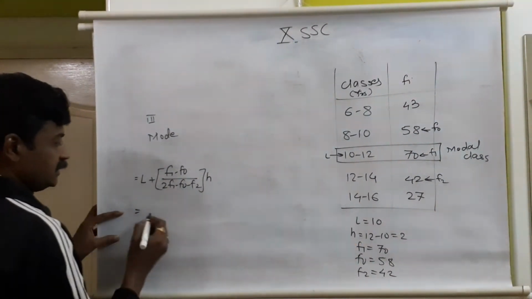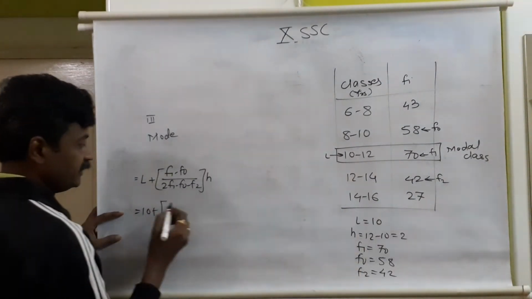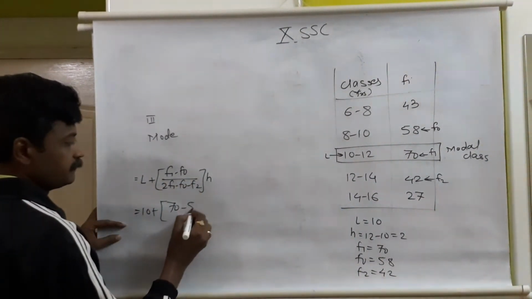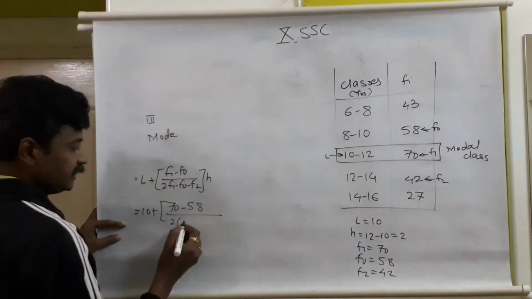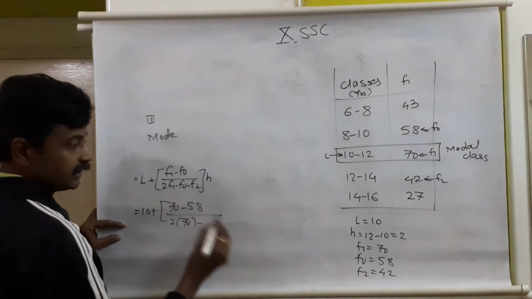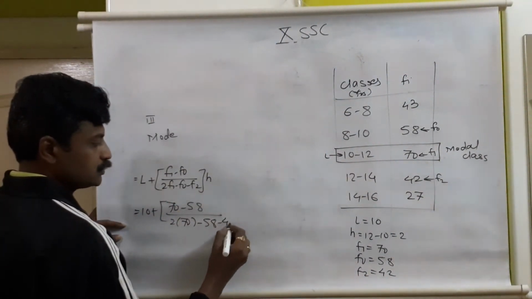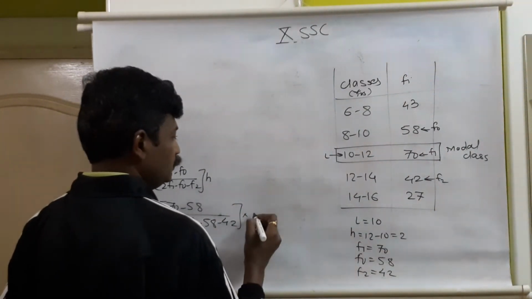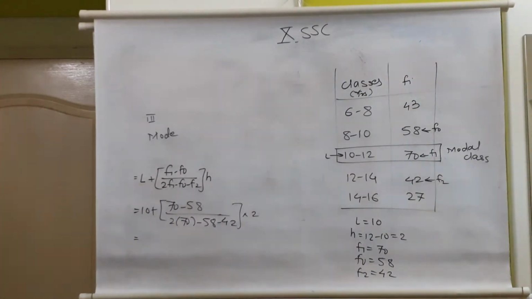L is 10 plus, in brackets, f1 which is 70 minus f0 which is 58, upon 2 into f1, f1 is again 70, minus f0 which is 58, minus f2 which is 42. Bracket complete, into h. h is the class width, the value is 2. This will give us the mode of the given question.